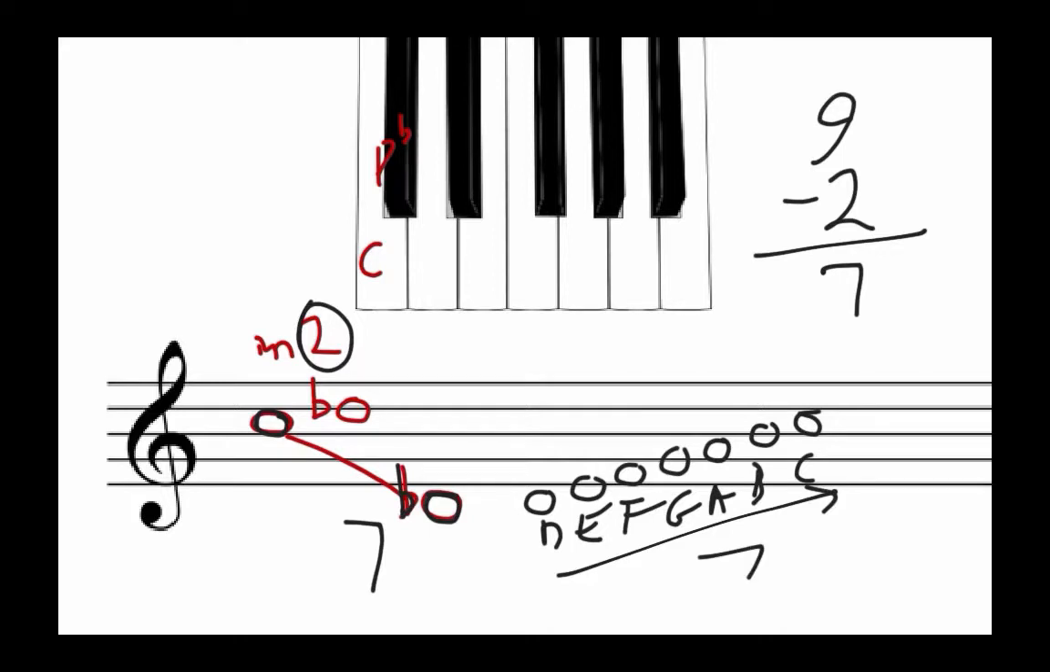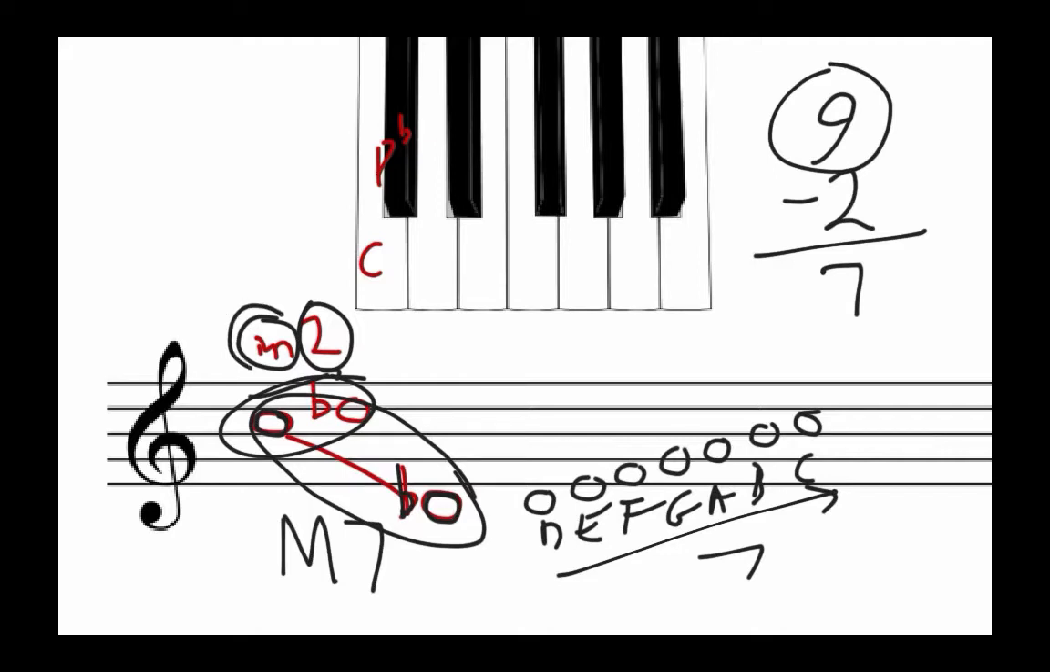The way we get the quality is we change the minor second to major. So going up, it was a minor second. Going down, it's a major seventh. So the formula for converting these smaller intervals to their inversion, the larger interval, is to subtract from 9 and change the quality. Let's do another one.